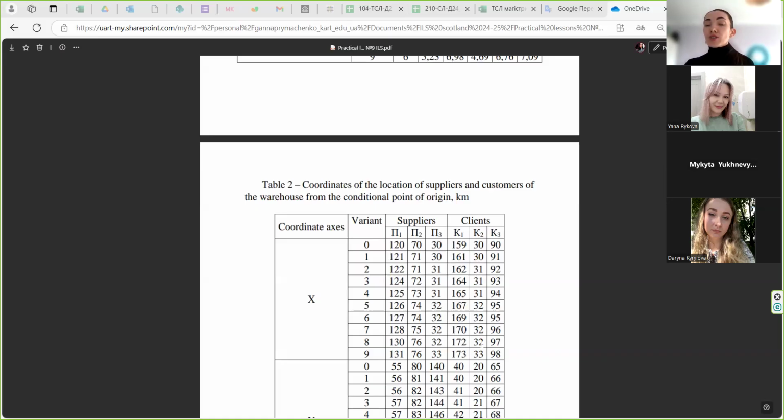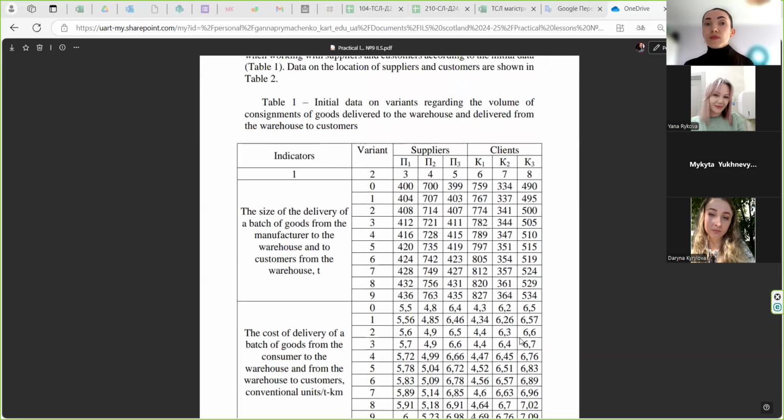And our last parameter is volume of cargo. We use table 1, third line, sorry, and second column from the end, from K client to K2. It is how much cargo we need, volume of cargo. For zero variance, it is 334. For first variance, it is 337. And other, find for your information, please.